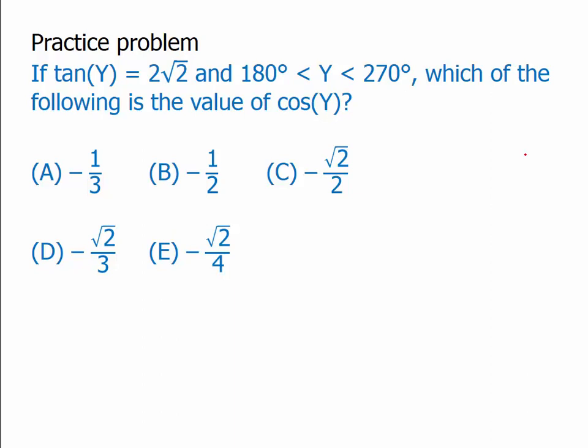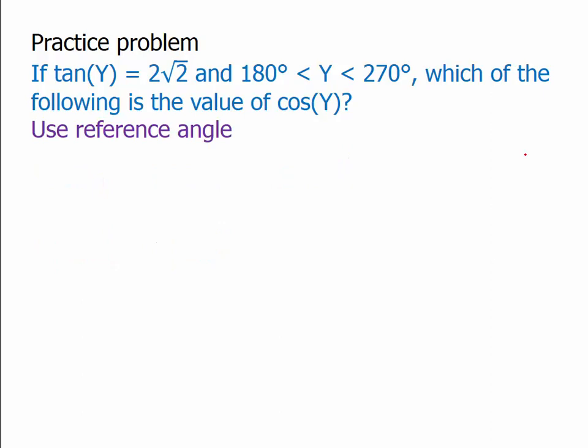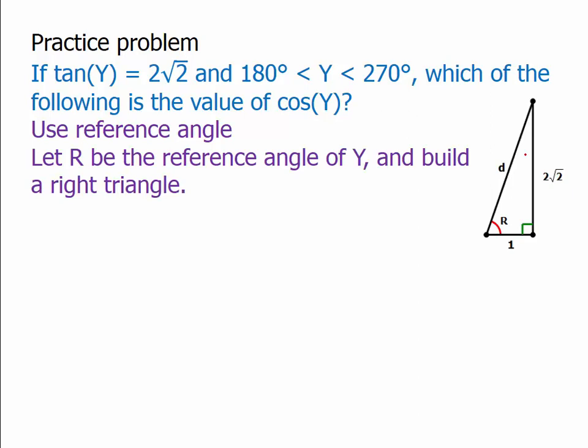Let's think about how we'd find that numerical value. So we're going to use the reference angle. Let's just suppose we build an acute triangle where an angle has a tangent of 2 root 2. And so we're going to let r be the reference angle of y. So r is an acute angle, y is a third quadrant angle, but r is the reference angle of y. And we know that if the tangent is 2 root 2, we could just make the opposite equal to 2 root 2 and the adjacent equal to 1.